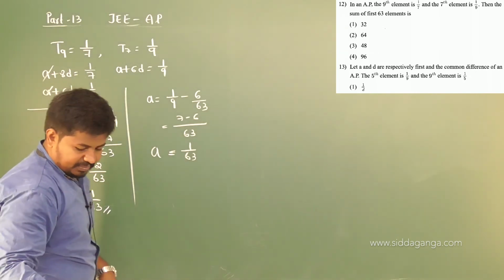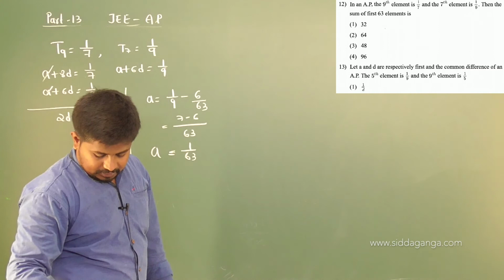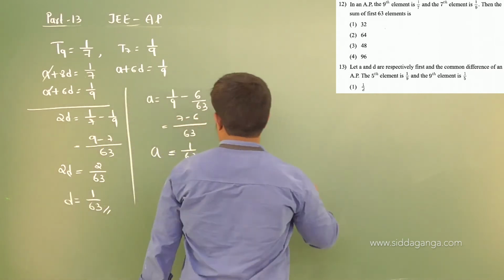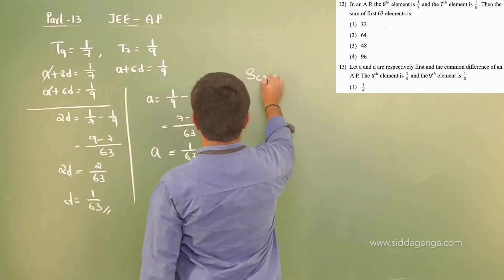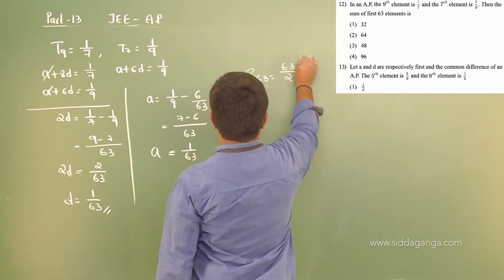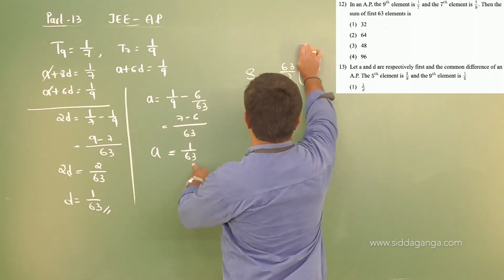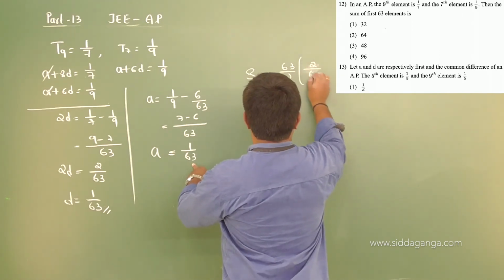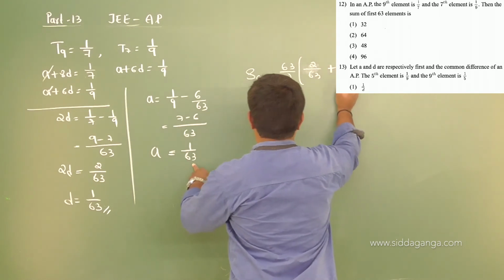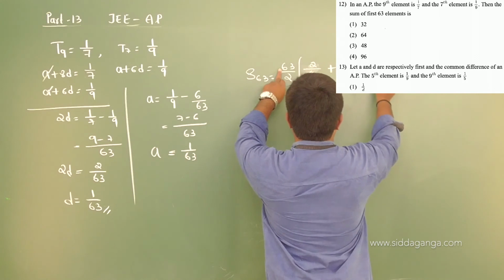So let me find the sum of the first 63 elements. S63 is equal to n by 2, that is 63 by 2, into 2A plus n minus 1 into D. A is 1 by 63, so you get 2 by 63 for 2A. N is 63, so 63 minus 1 into D.